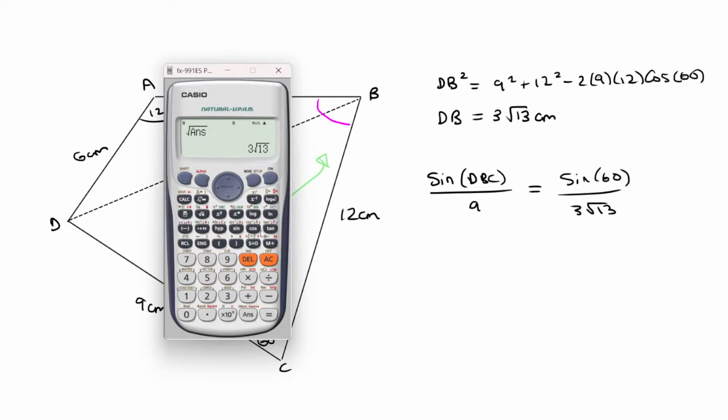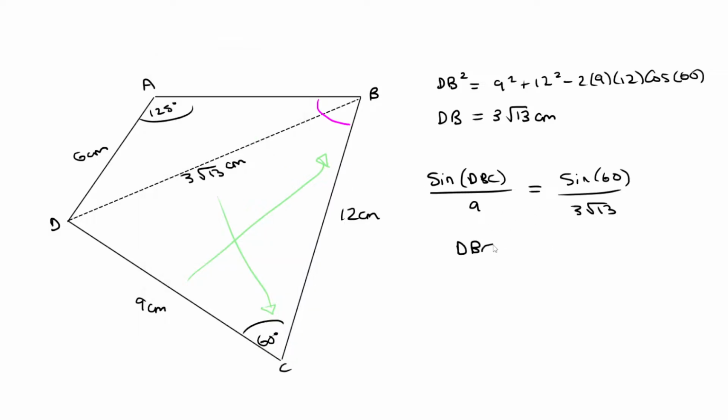So sine inverse, because I'm trying to find an angle, sine 60 over 3 root 13, which was my previous answer, wasn't it? So I'll just put that there, times by the 9, just kind of whizzing through it really quickly, 46.1, so that's DBC. 6.1, so that's this bit here.